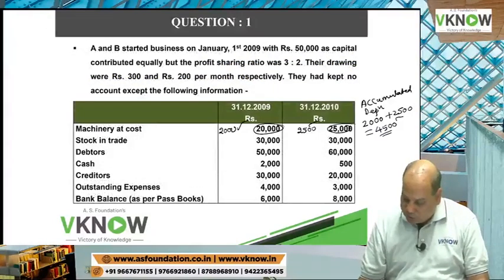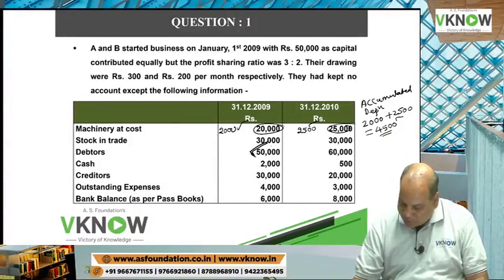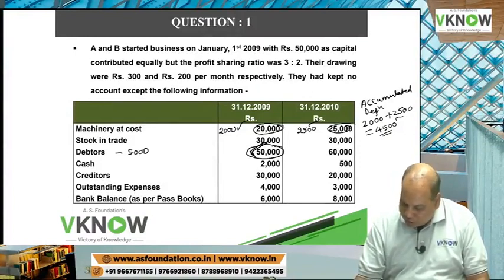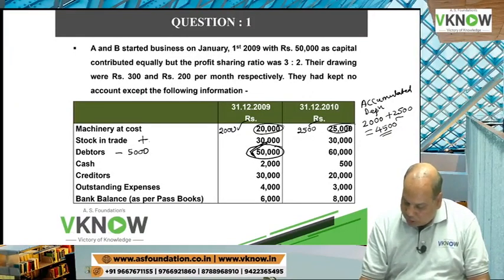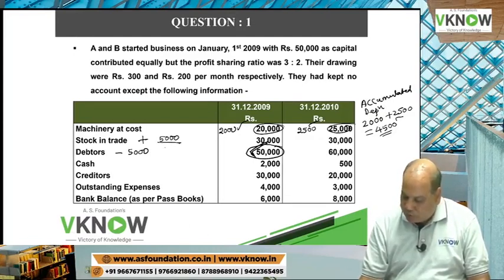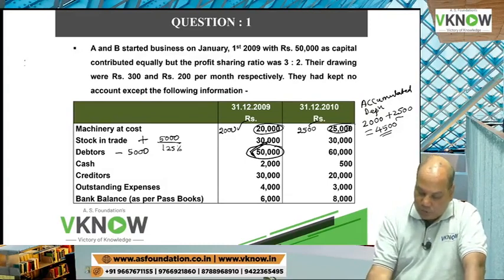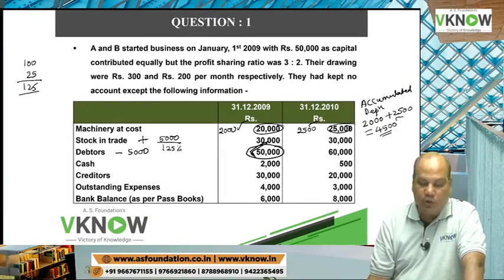So let us come to this. Tick mark this 50,000 rupees. We will deduct 5,000 rupees here and we will add in the stock. Add in the stock cost value. Cost value is equal to 5,000 divided by 125%. If cost is 100, profit is 25, selling price is 125.